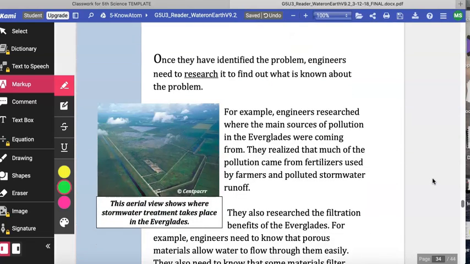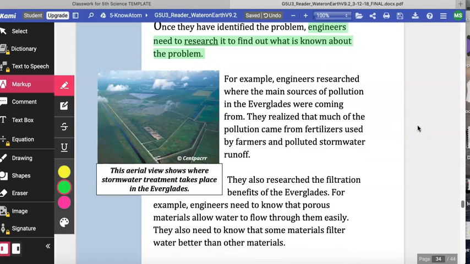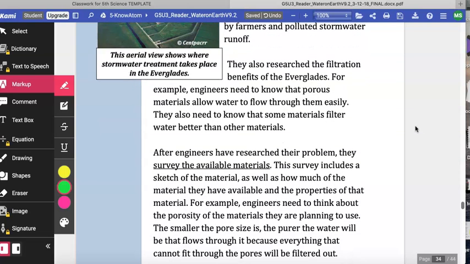Once they have identified the problem, engineers need to research it to find out what is known about the problem. For example, engineers researched where the main sources of pollution in the Everglades were coming from. They realized that much of the pollution came from fertilizers used by farmers and polluted stormwater runoff. They also researched the filtration benefits of the Everglades. For example, engineers need to know that porous materials allow water to flow through them easily. They also need to know that some materials filter water better than others.